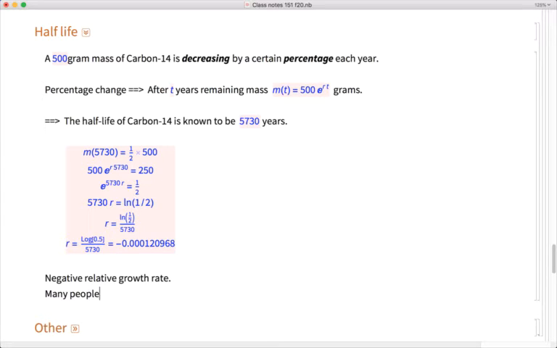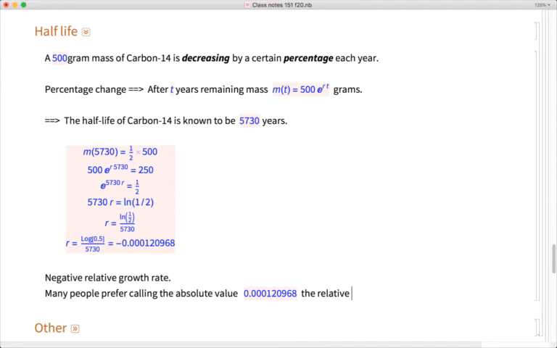Many people prefer calling this, oops, I got the negative, the relative decay rate.